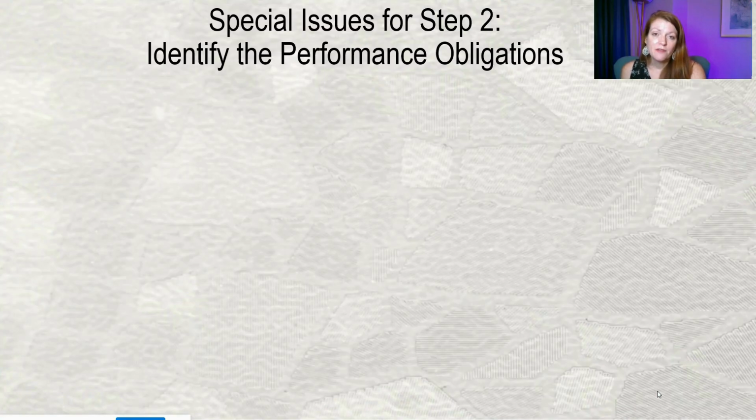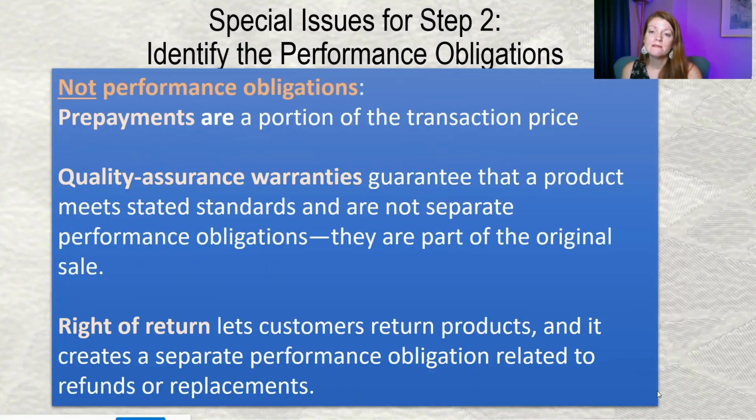Step 2, identify performance obligations. Prepayments or a portion of the transaction price do not mean there are separate performance obligations. The quality assurance warranty, which guarantees that a product meets stated standards, is not a separate performance obligation. It is part of the original sale. A right of return lets the customer return products, and it creates a separate performance related to that. So these are things that do not make it two separate performance obligations.